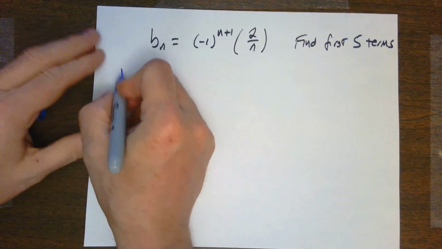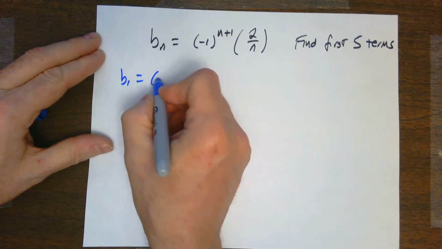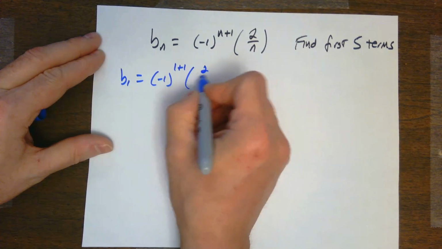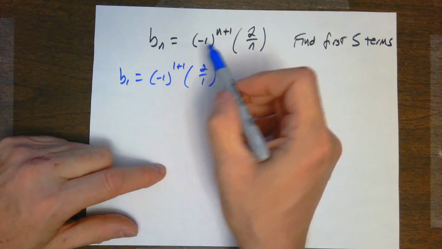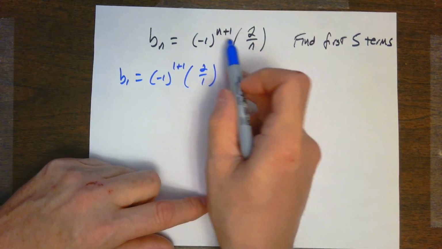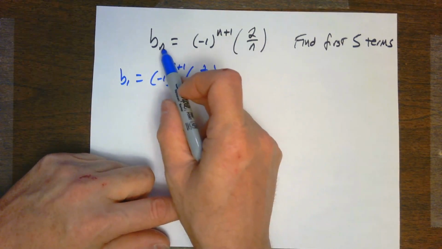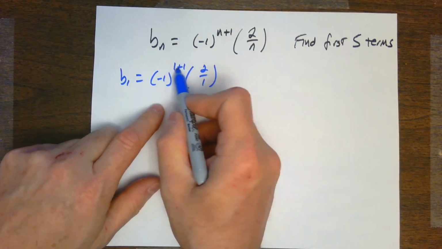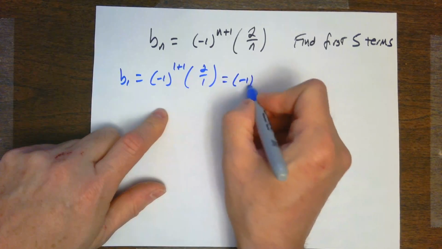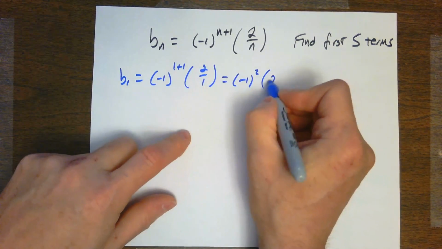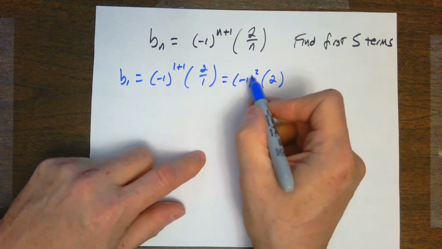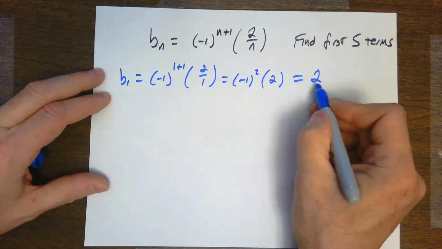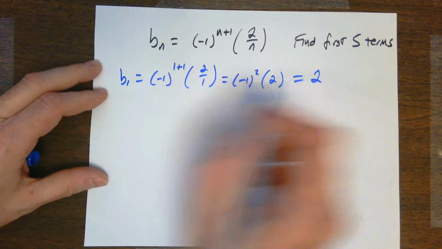All right, so b sub 1, the first term, would be -1 to the 1 plus 1 times 2 over 1. Notice, this is a more difficult formula, but I'm doing the exact same thing. I'm plugging 1 in there for n. I plugged 1 in here and 1 in there. So 1 plus 1 is 2. I'm going to get -1 squared times 2 over 1, which is just 2. -1 times -1 is +1 times 2 is 2. My first term, b sub 1, is 2.